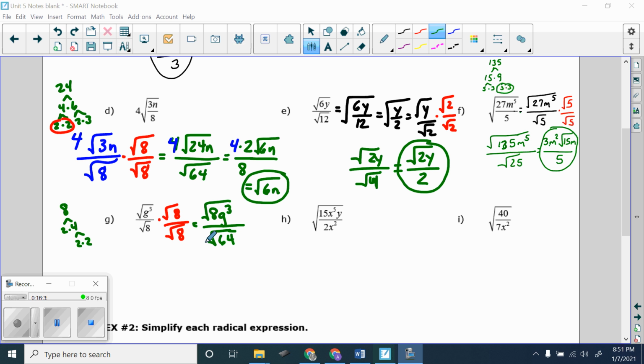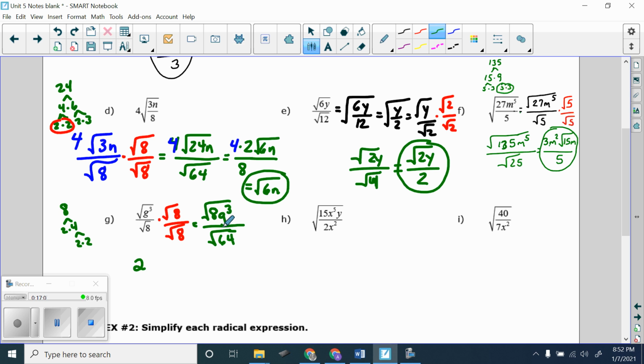When you have square roots, there are different ways you can go about it. So again, you could have simplified the 8 first and then multiplied, or you could have taken one of the pairs of g's out. But again, in the end, we should end up with the same answer. So in my case, I just multiplied by the square root of 8 over square root of 8. Well, this is my version of 1. I got square root of 8g to the 3rd over square root of 64. The top, this 8 simplifies, and so I have a pair of 2's comes out.